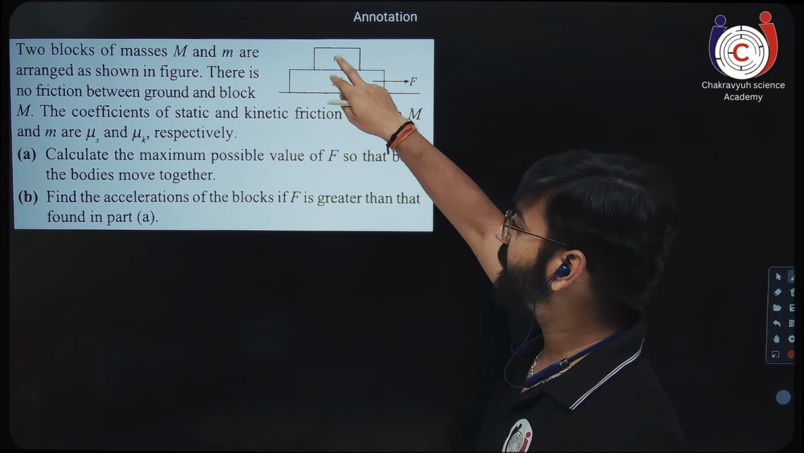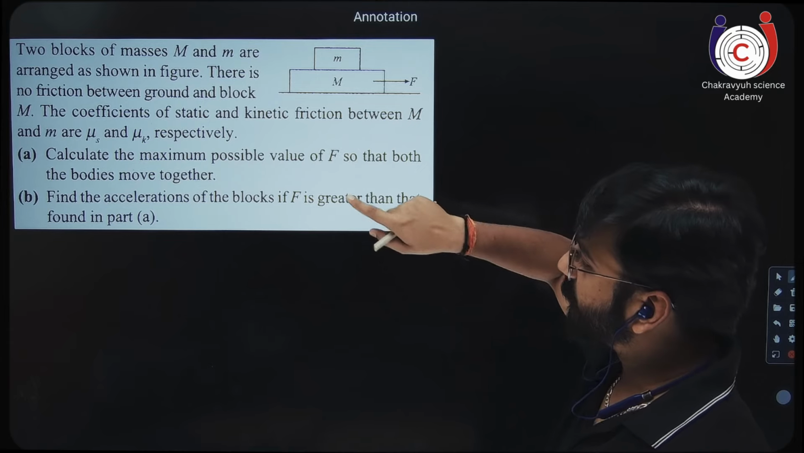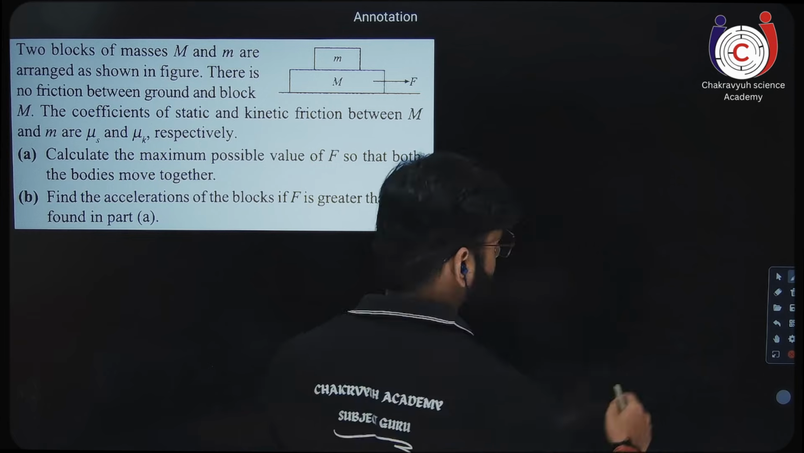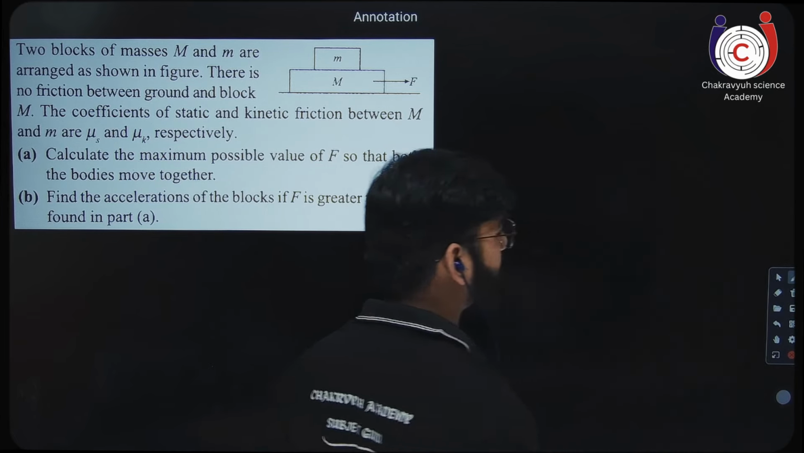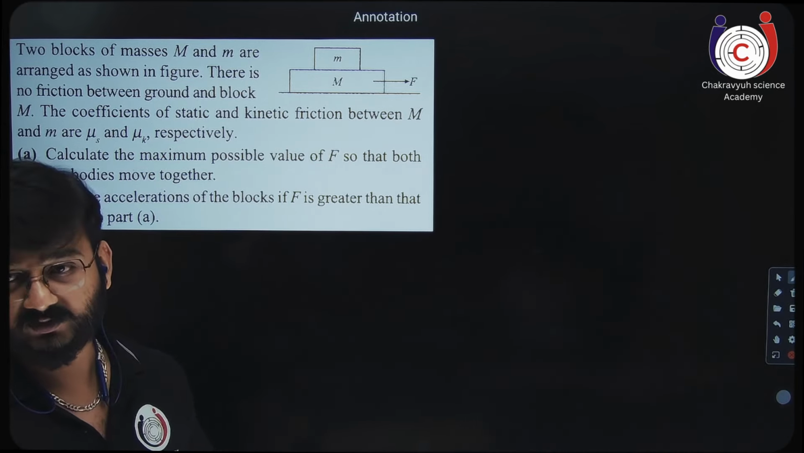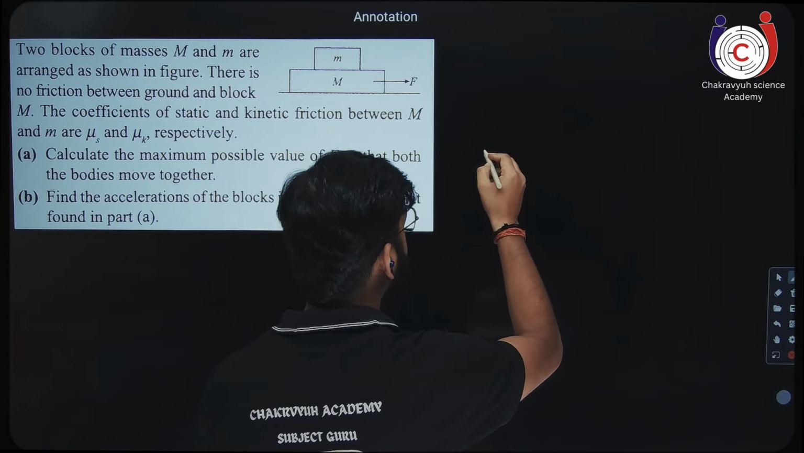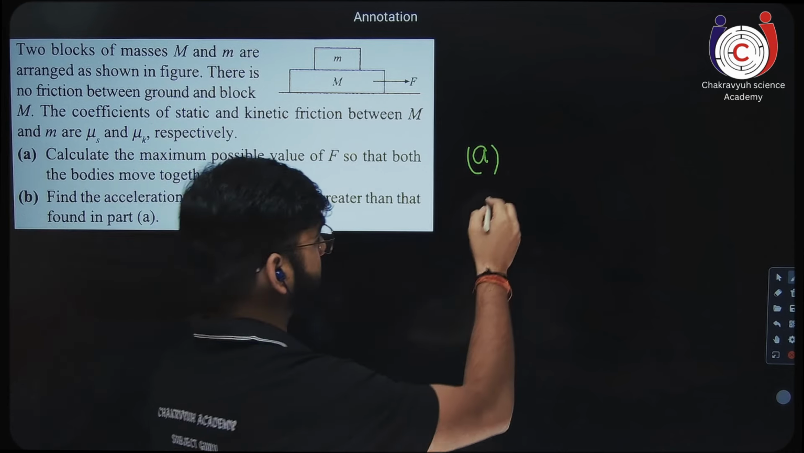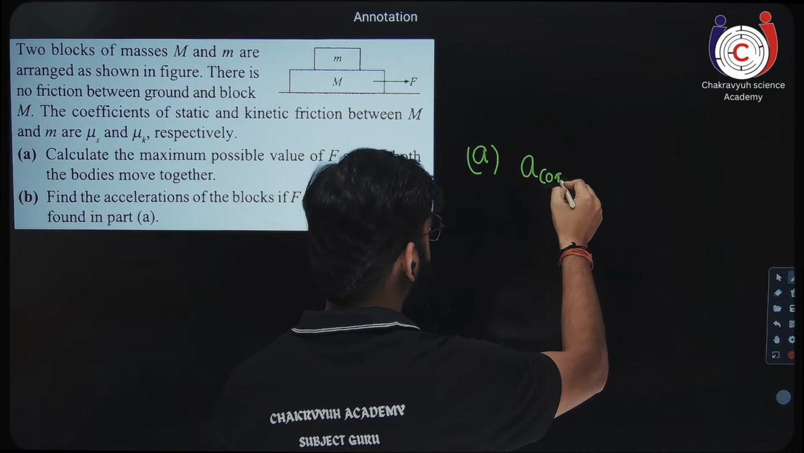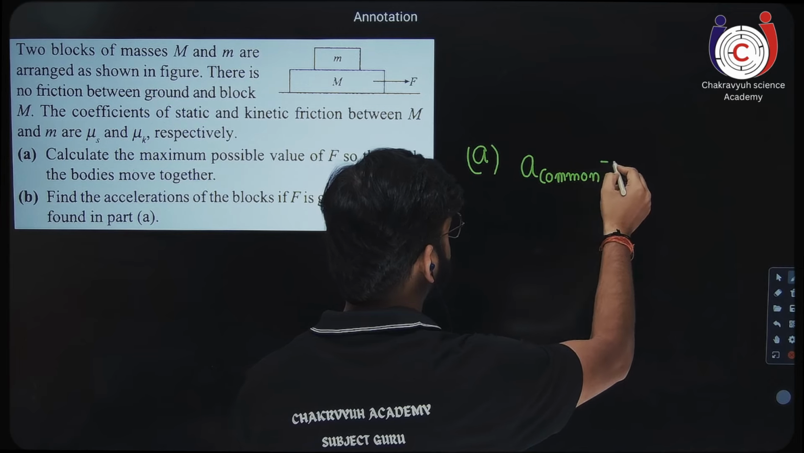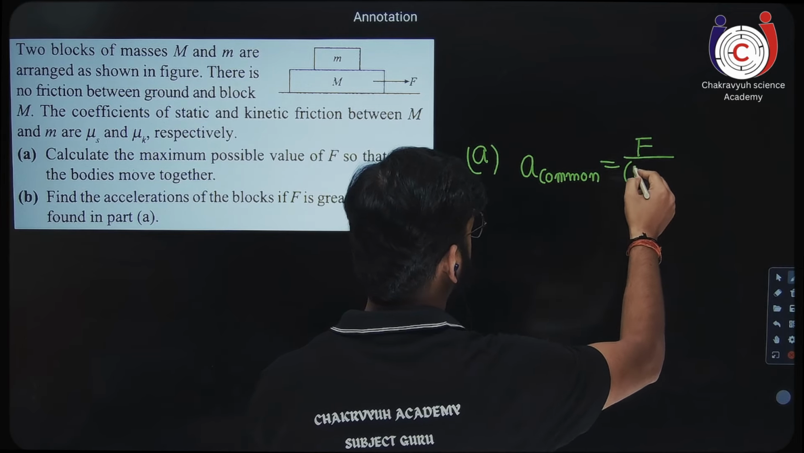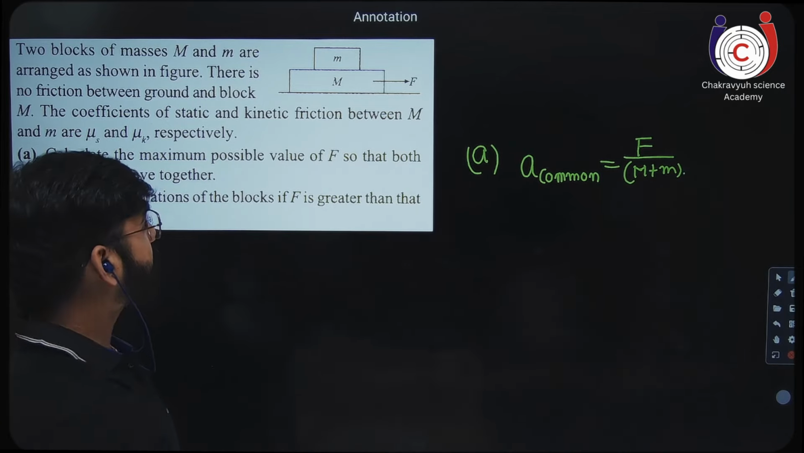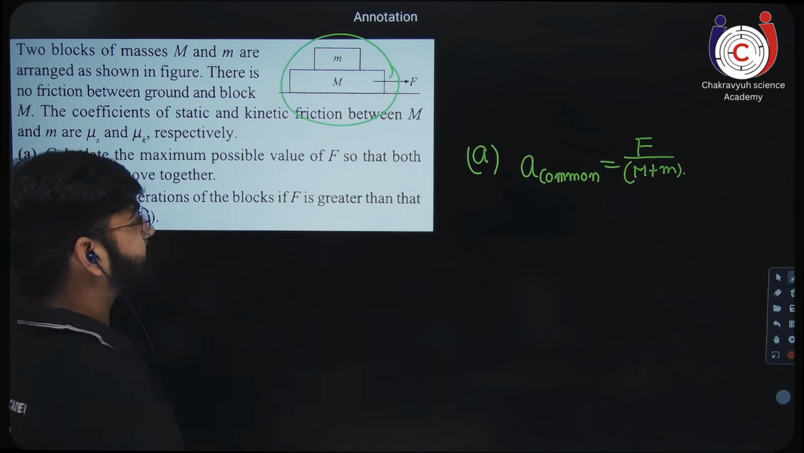So now the friction is only between the blocks. Calculate the maximum possible value of force so that both the bodies move together. I need to find out how much force I need to apply so that both the bodies move together. If both the bodies are moving together, will they have the same acceleration or different? Same. So let's find the common acceleration. What is the formula for acceleration? Net force divided by total mass. Force divided by total mass of the system.